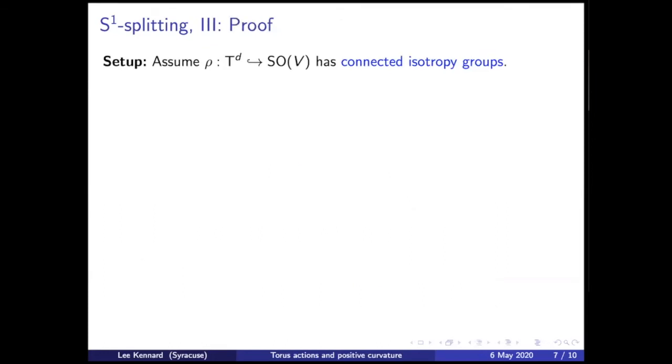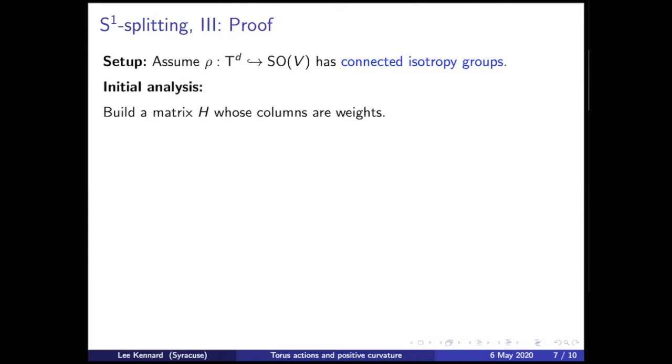Okay, I want to spend a few minutes on the proof of this. So we have a torus representation with connected isotropy groups. What we do is we look at the weights of this representation. These are, like in the previous examples, the integer exponents of Z1, Z2, Z3.